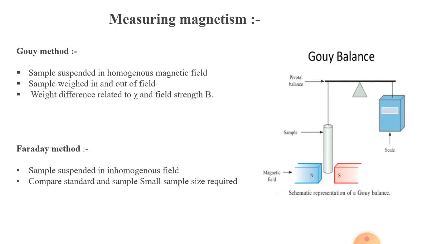In the case of the Faraday method, the magnetic moment is measured with the torsional strain. The sample size is small. The benefit of the Faraday method is that it is highly accurate as compared to the Gouy method. So in this lecture, we understood the magnetic behavior of the coordination compounds, and how it is measured and how it is calculated. Thanks.